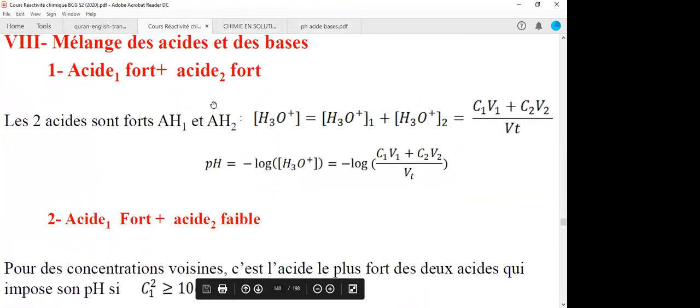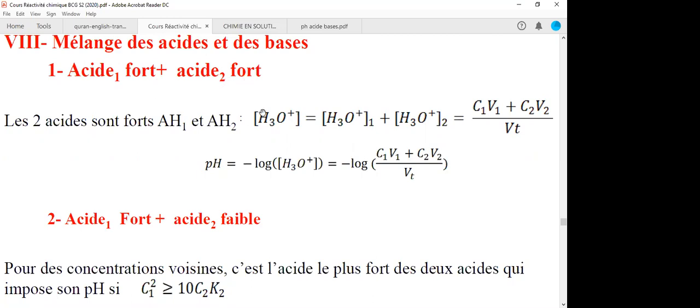Today we are going to look at a mixture of acids and bases. How can we find the pH of a mixture of an acid and a base? Because the pH of an acid is not the same as that of a base. So we are going to see how we can find the pH of a mixture of acids and bases. So the first one, acid 1, acid 2.